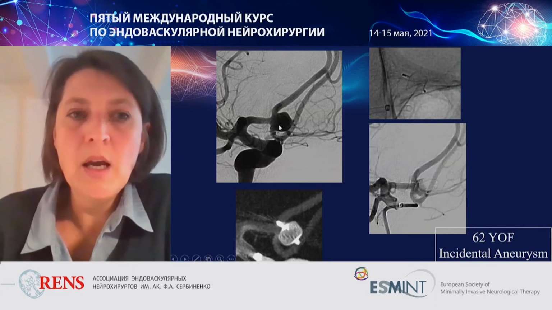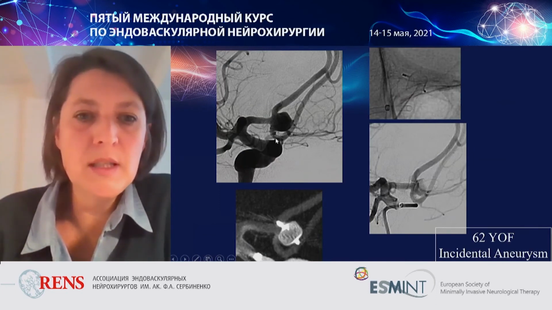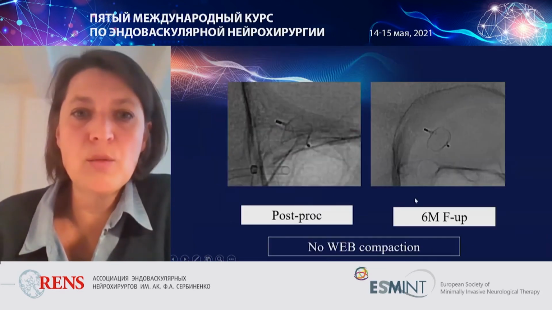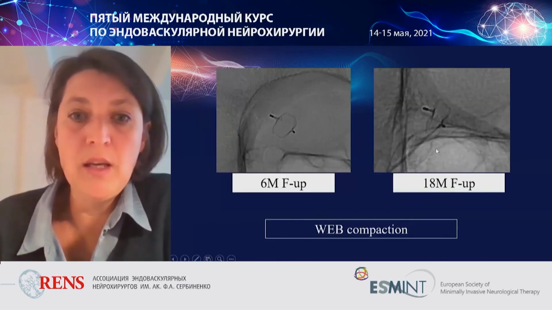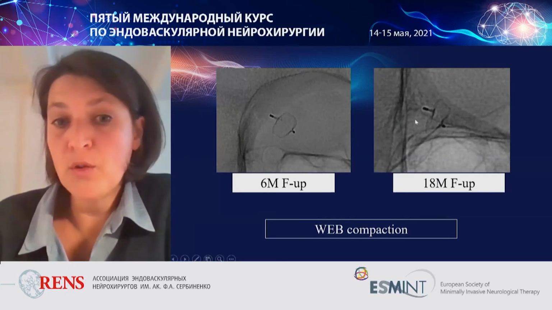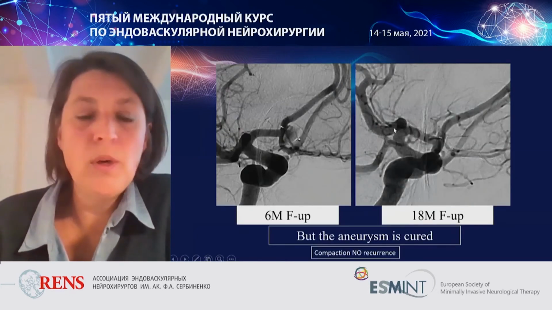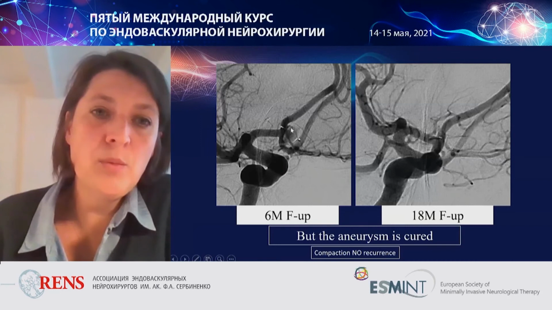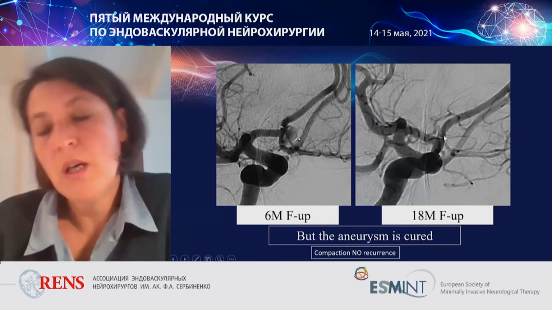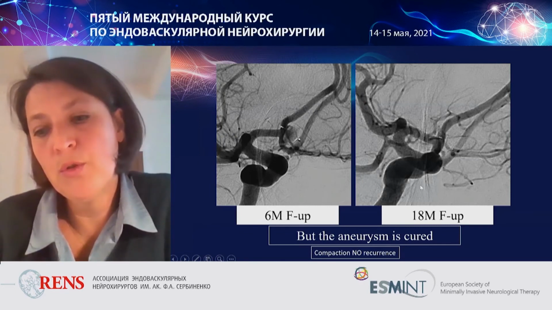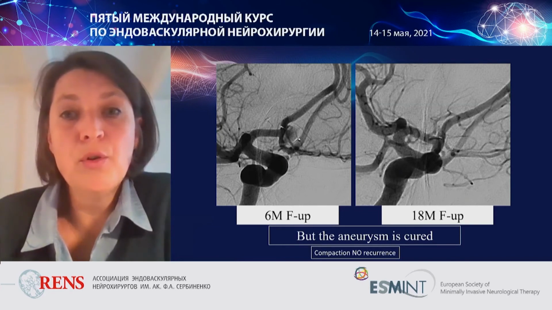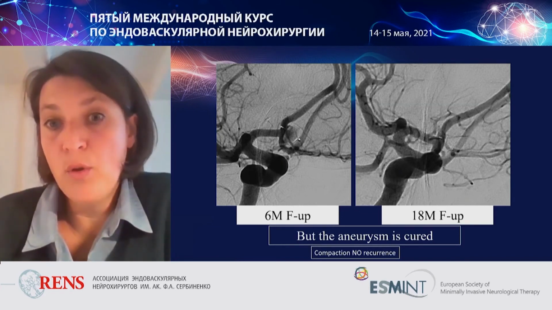The second case, MCA aneurysm, also incidental, nicely deployed without any remnant at the time of the treatment. At 6 months, we saw no modification in the shape of the aneurysm, but at 18 months, we faced a compaction. But when you look at the 2D, at 6 months the device was still filled by contrast, but at 18 months the aneurysm is totally cured. So compaction doesn't mean, of course, a recurrence in all of the cases.